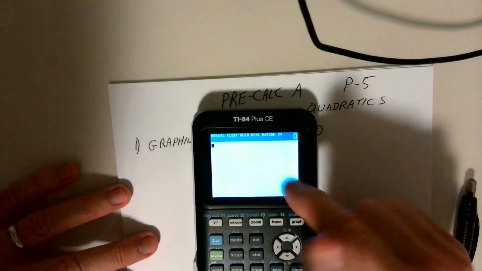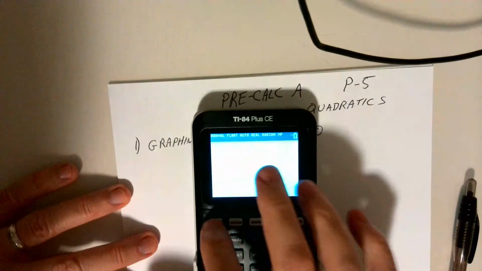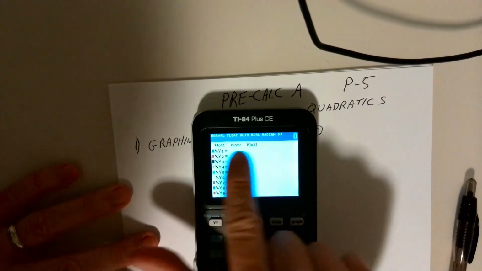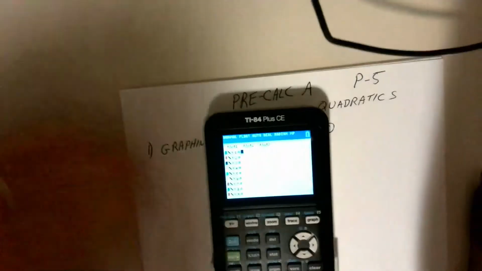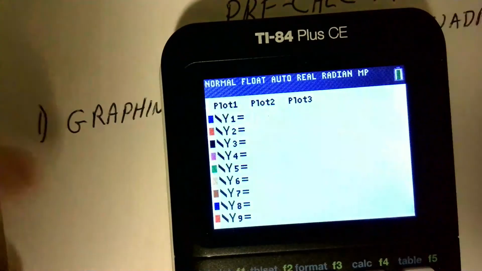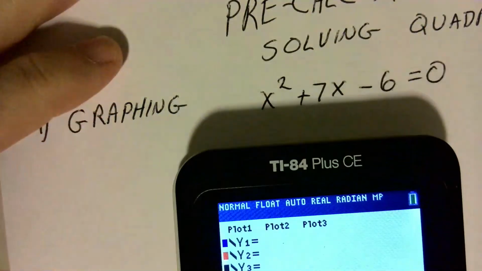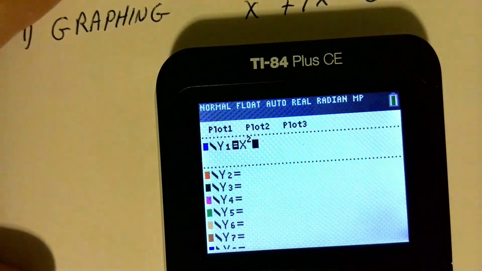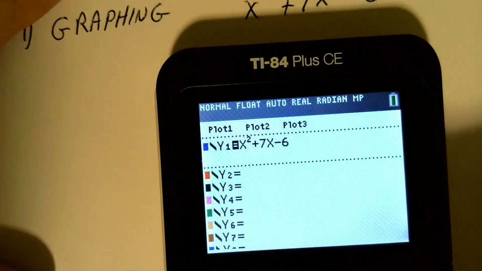So one of the things that we would do, if we're going to do it by graphing, is just take our handy-dandy calculator out here, go into your y equals, and clear out anything that you have in here. Make sure again that your plots are all empty. I'm going to zoom in on this now and focus it up so that you guys can see that nice and clear. And then I'm going to put in that equation: x squared plus 7x minus 6. And then I'm going to hit zoom 6.